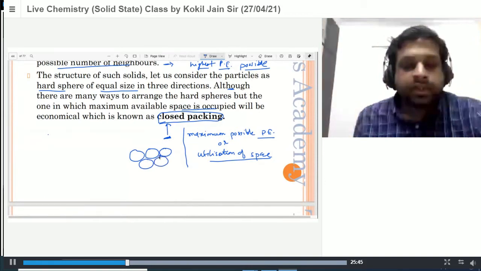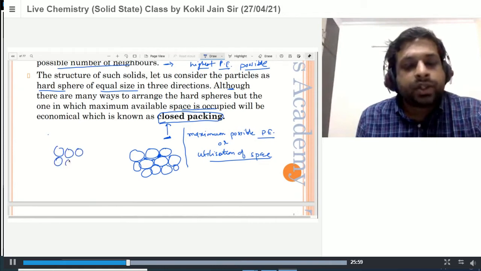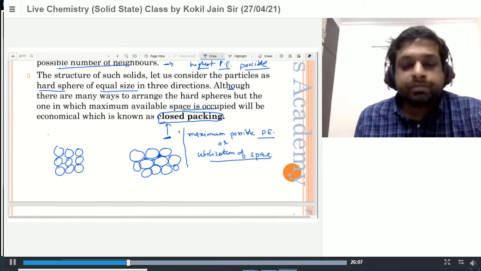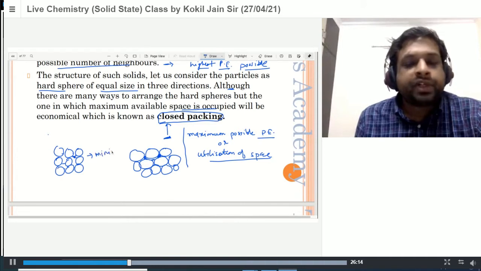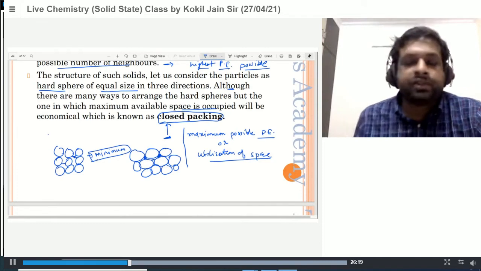The edge length of the unit cell is given as 404 picometer. The density of the metal, rho, has been given to you, 0.72 gram per centimeter cubed. Assume these are touching each other. The molar mass of the metal, M, is what we are trying to calculate, with NA given to you. Now let's see one by one different types of close packing which we can try.